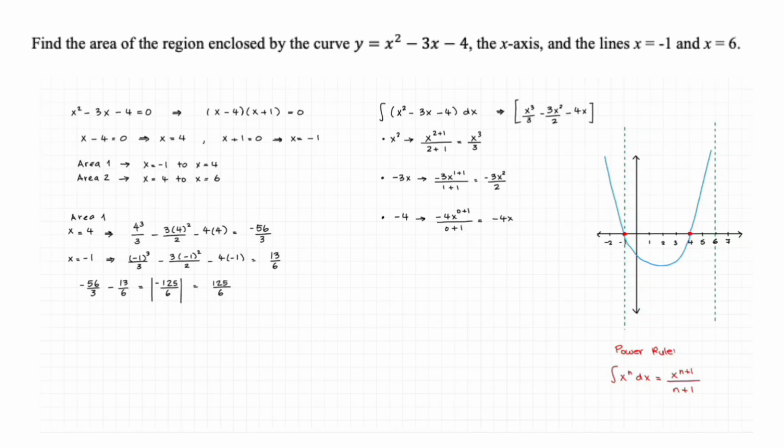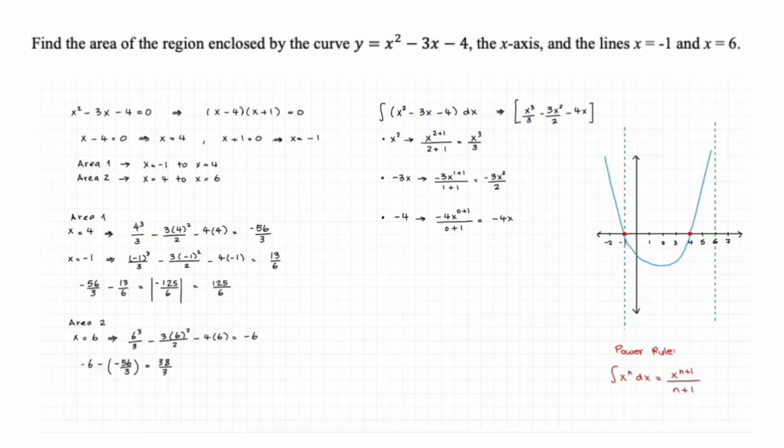As for the second area, it will cover the section from x equals 4 to 6. We already know the value at x equals 4 is -56 over 3. Let's find the value at 6. 6 cubed over 3 minus 3 times 6 squared over 2 minus 4 times 6. This equals -6. Now subtract the lower limit value at 4 from the upper limit value at 6. -6 minus -56 over 3. This is equal to 38 over 3.